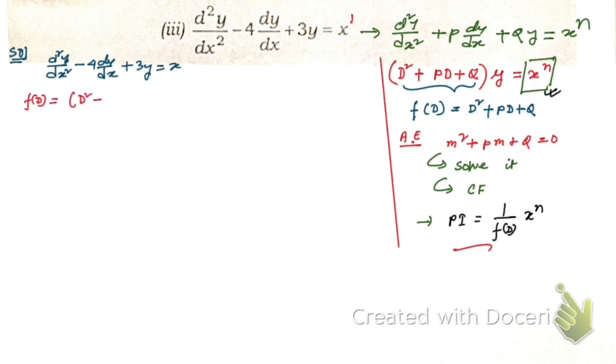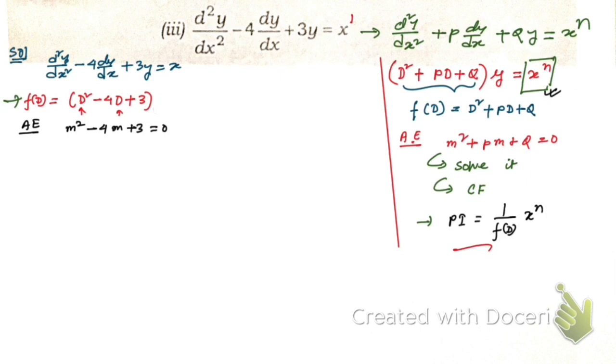So in here, f of D will be D square minus 4D plus 3, right? So this is our auxiliary equation. Just replace the D by m and make it equal to 0. That is your auxiliary equation. So when you write f of D, this y should not be written actually. So let me clean this. Okay, this is fine. So when you write only f of D, this y should not be written here.